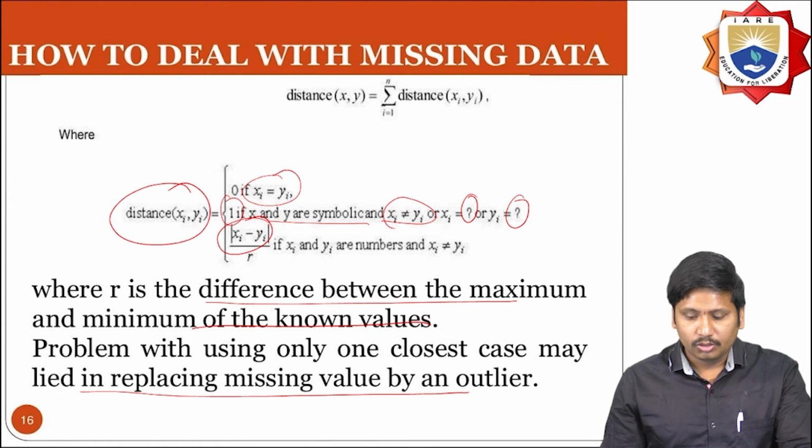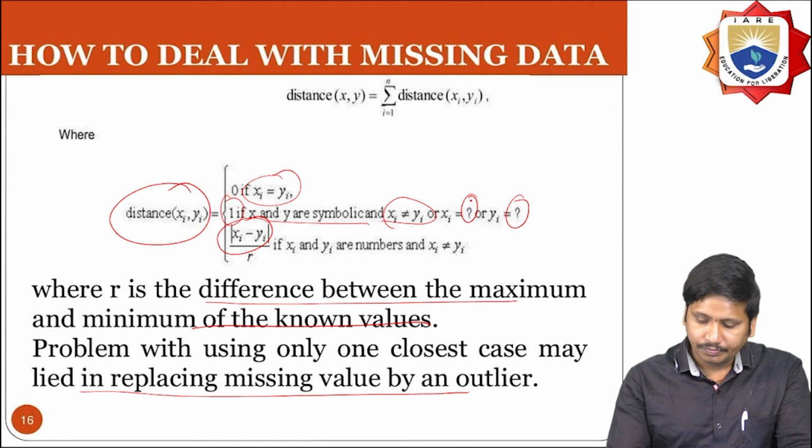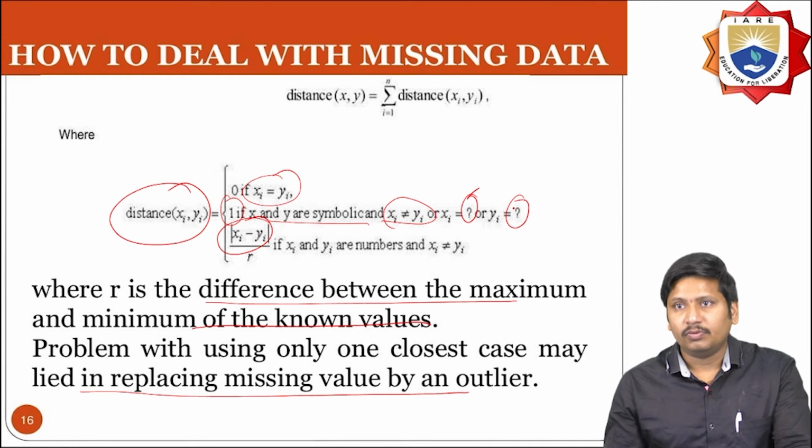The table. So based on the distance equation, the distance should be 0 whenever the xi value is equal to the yi value, and the distance is equal to 1 whenever this symbolic constant xi is not equal to yi. This is one of the cases. Where xi or yi is a numeric value, the distance of x comma y is the mod of xi minus yi divided by r.